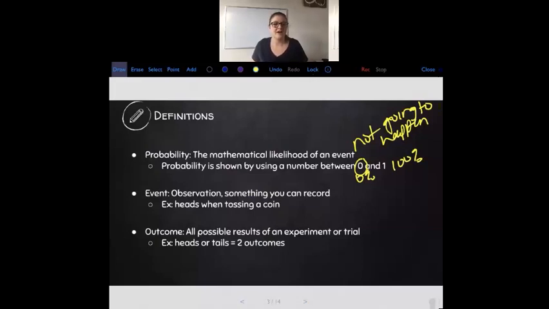An event is an observation or something you can record. So for instance, if you're tossing a coin and you want heads. I like to think of event as what I want or what I'm looking for in a specific problem regarding probability. Outcomes are all of the possible results of an experiment or a trial. So going back to our coin example, you could have heads or tails, which means there's 2 outcomes.